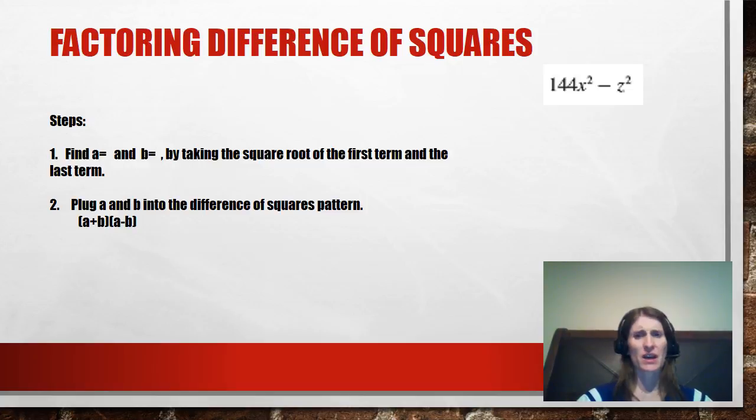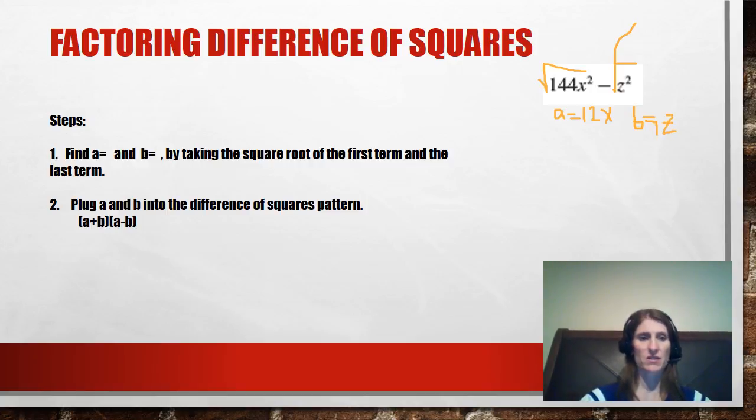I had one more question I wanted to do real quick with you. I want this to not take too much longer, and then you can just watch and maybe hopefully catch on. Once again, we're finding what A equals by square rooting the first term. The square root of 144 is 12. x squared comes out as x. Then we're finding what B equals, so we take the square root of z squared and we get z. That's it. Not 2, but z. I'll put a line through it like that so you can tell.